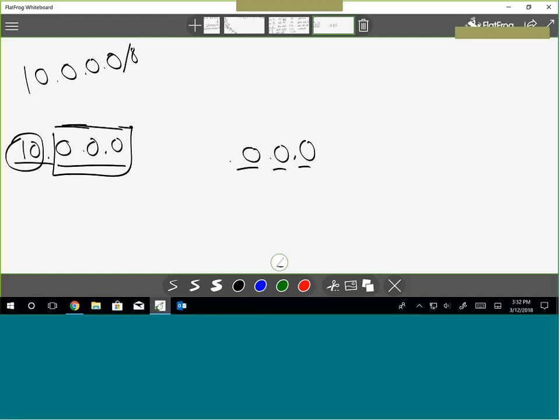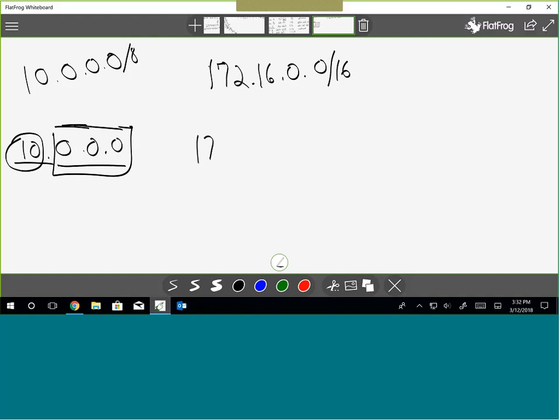Now, what if we put down 172.16.0.0/16? What class of address is this? That is class B. So what portion is the network portion? 172.16, there's your network. And how many bits do you have left over for hosts? 16 bits, right? So two like that.